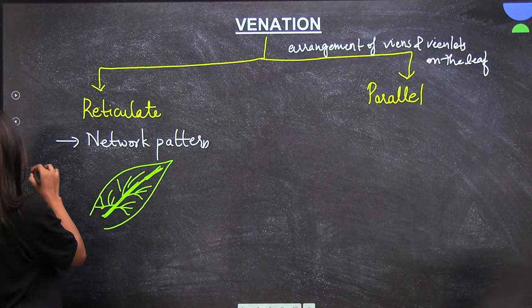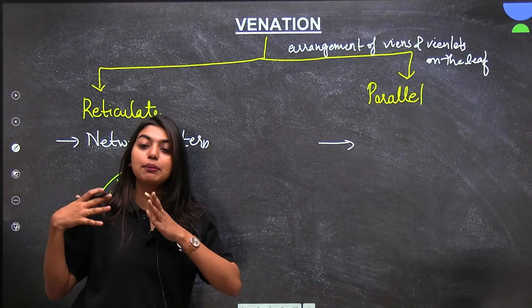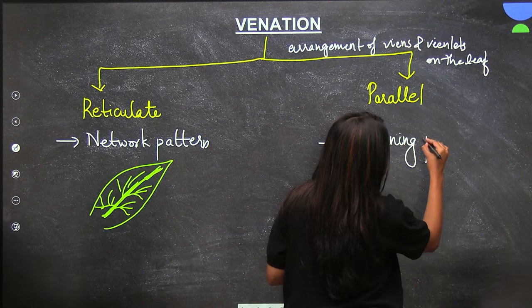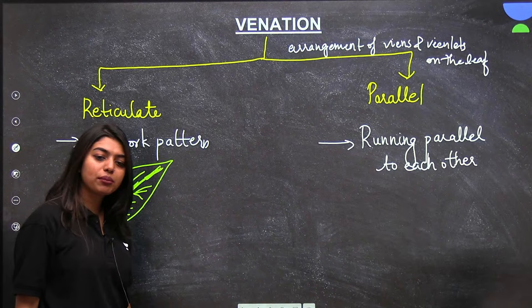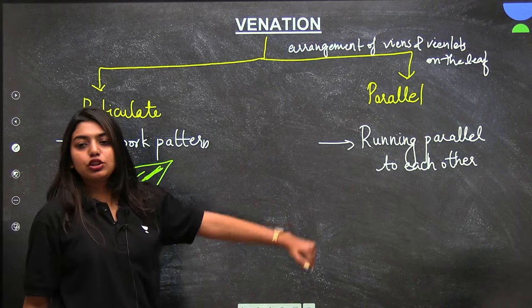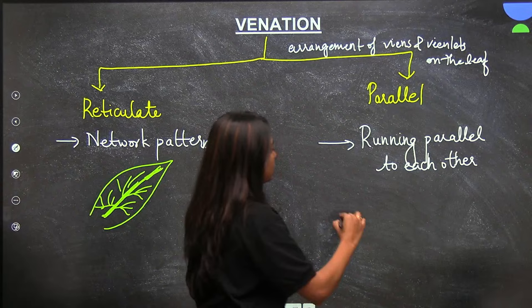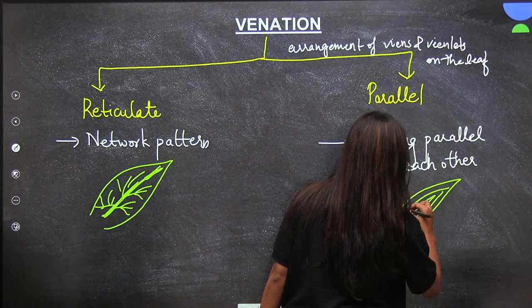Now, when we talk about parallel venation, what do we understand? That the veins and veinlets are running parallel to each other. Veins form network is your reticulate, parallel is running parallel to each other. The easiest ones that we can remember, tell me each of you. Right, this is how your parallel venation will be.